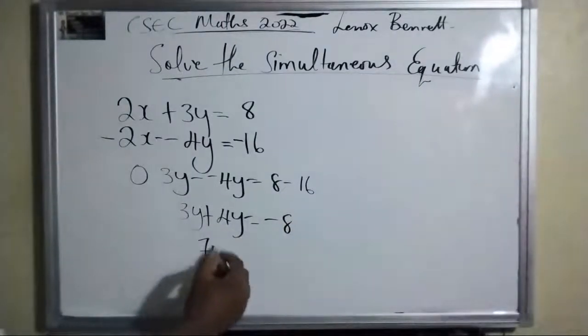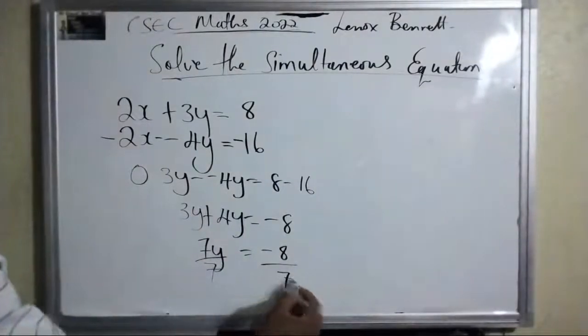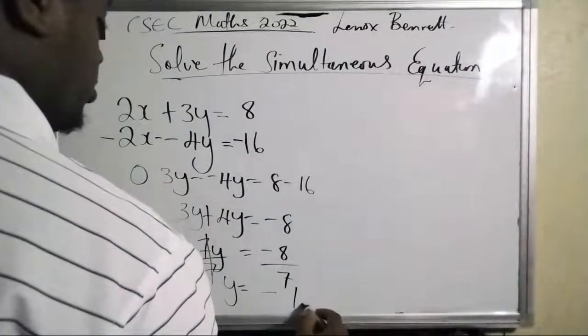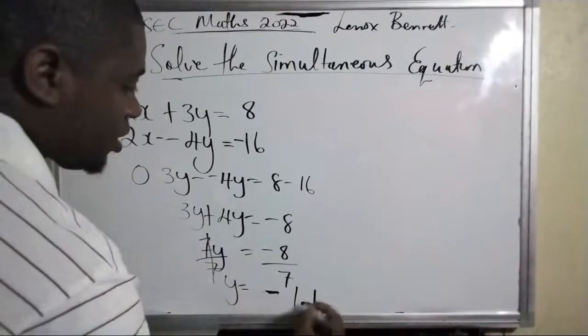So this gives us 7y equal negative 8, and we can divide by 7. Let's get the calculator. This will give us negative 1 point... Let me just put it in decimal. Students work better in decimal than fraction. So it's 8 divided by 7. That's 1.1. All right? So y would equal negative 1.1.